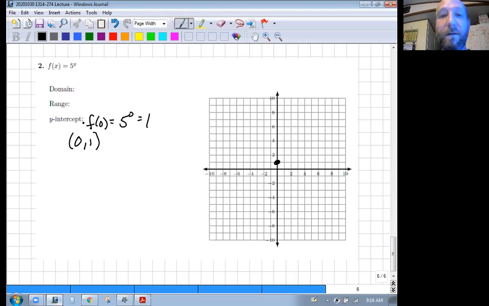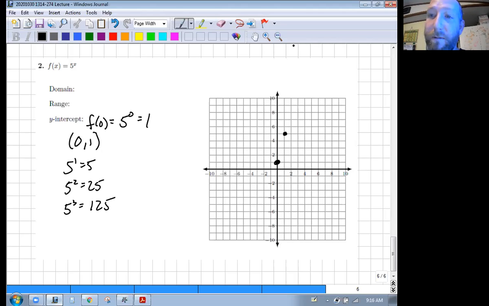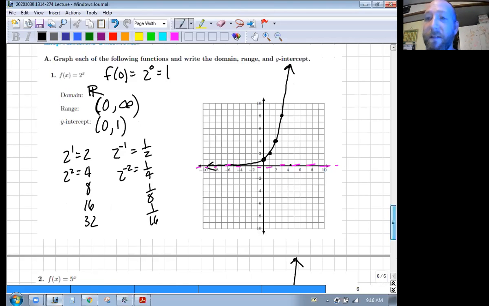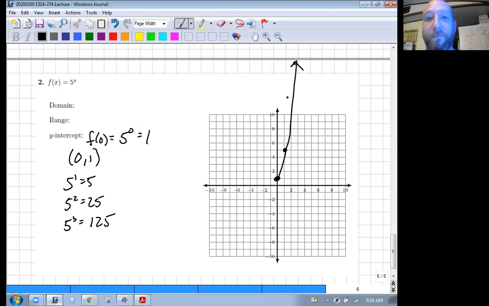Let's see. 5 to the first is 5. 5 squared is 25. 5 cubed is 125. So over here at 1, we got 5. At 2, we're at 25. We're already off of the paper. So this one grows just like the last one did, except it does it much more quickly.